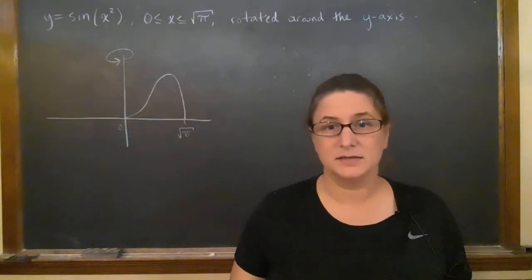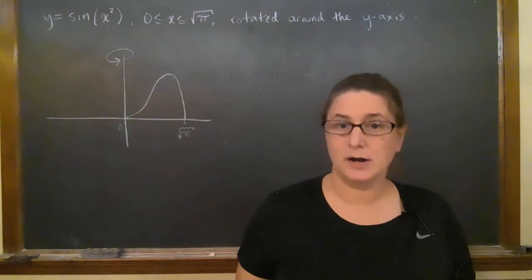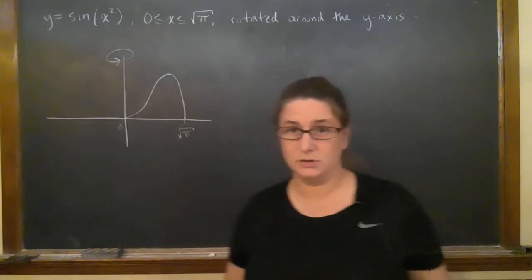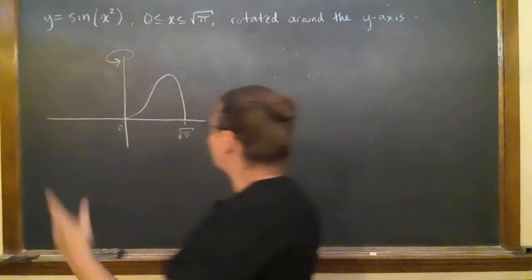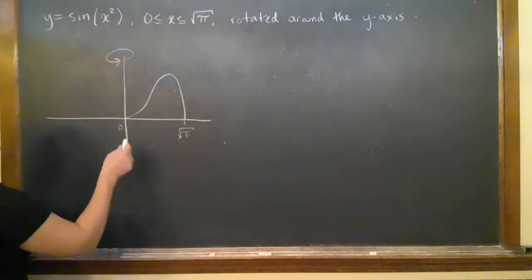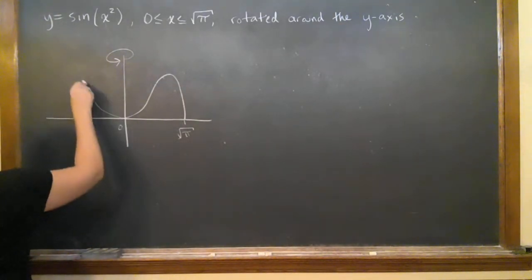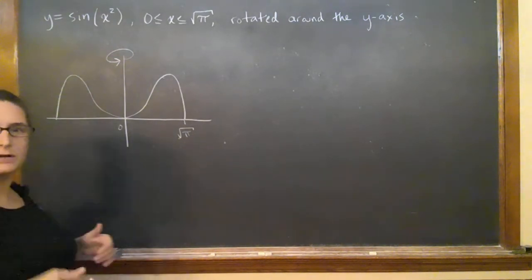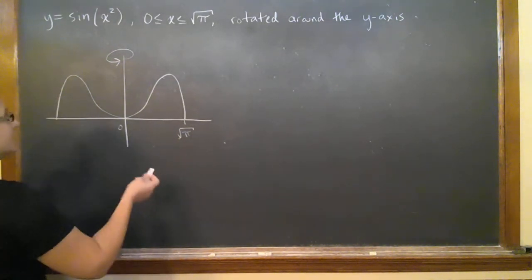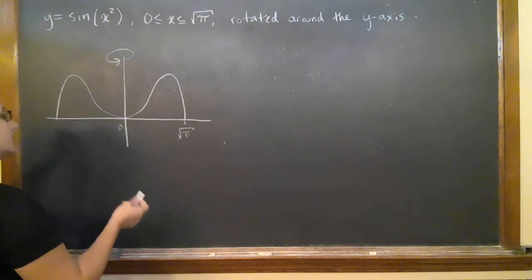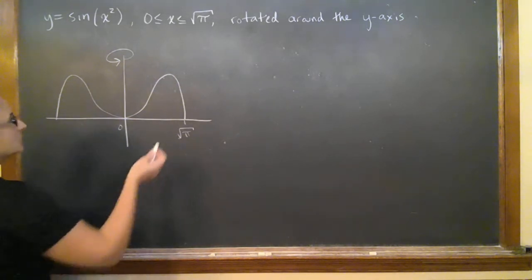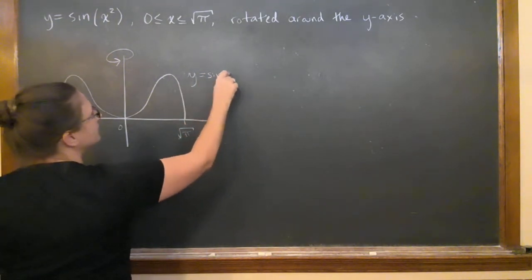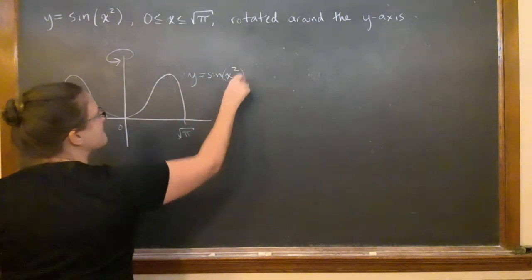Now let's get back to this example, which we started out with as a motivational idea, but now we're going to actually do it. So I'm rotating around the y-axis. Imagine having this thing, kind of looks like a thumbprint cookie. And I said what I'm going to do is I'm going to do it with a cylindrical shell. So here's my y equals sine of x squared.